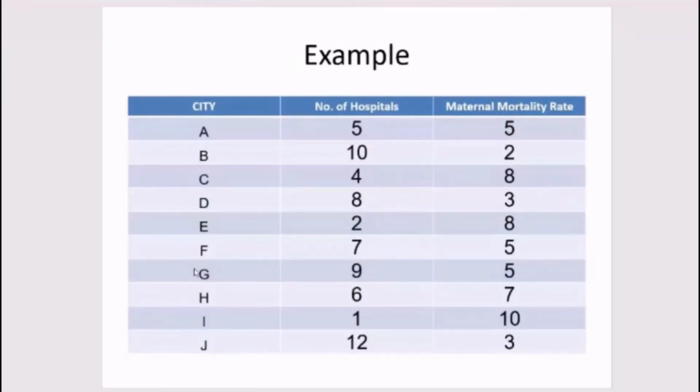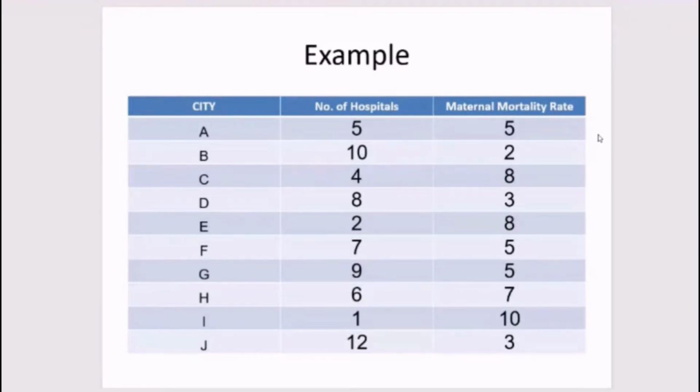Okay, let's look at an example here. So this is data, hypothetical data, meaning this is not real data from the real world. This is just a hypothetical example that I made. So there are A to J, there are 10 cities labeled from A to J, and then we take down their number of hospitals and the rate of maternal mortality, or MMR, or maternal mortality rate.